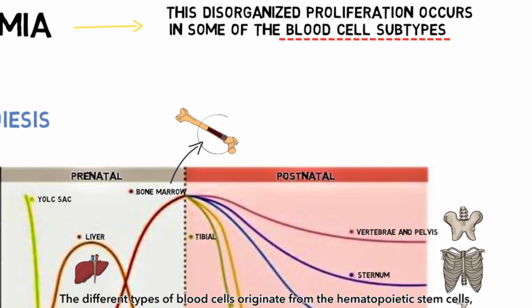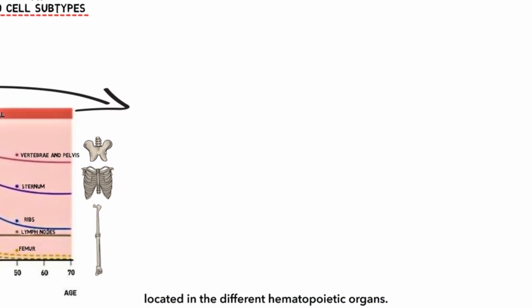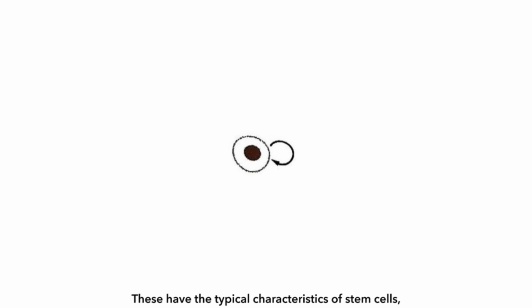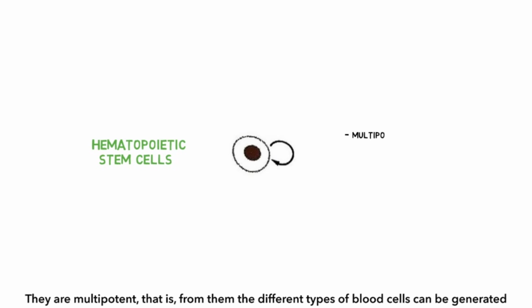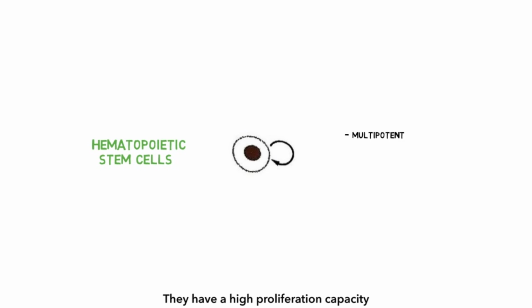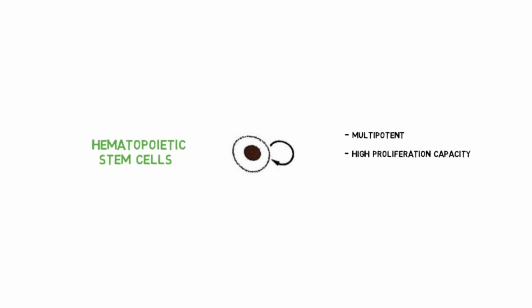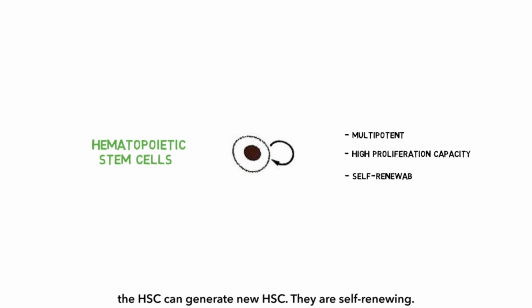The different types of blood cells originate from the hematopoietic stem cells, located in the different hematopoietic organs. These have the typical characteristics of stem cells, which allow us to differentiate them from other cells. They are multipotent, that is, from them the different types of blood cells can be generated. They have a high proliferation capacity, and they have the capacity for self-generation, meaning the hematopoietic stem cells can generate hematopoietic stem cells. They are self-renewing.